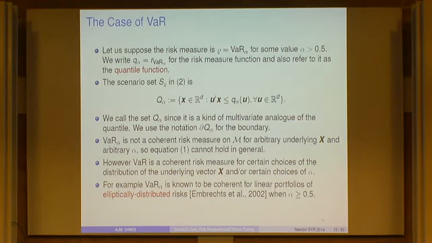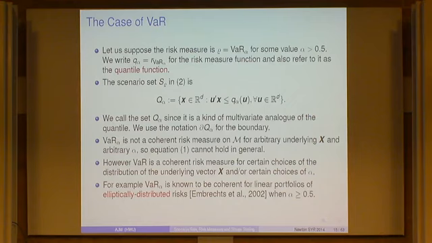So rho is VaR for some alpha bigger than 0.5, could be equal to, but let's say bigger than. Instead of writing this kind of clumsy thing, I'll write q alpha for this risk measure function. Call it a quantile function. So the scenario set takes this form. It's the set of all points u such that the dot product is less than the alpha quantile of u transpose big X. And if you like, it's a kind of multivariate analog of the quantile, an analog in d-dimensional space of the quantile. I'll write the boundaries of these sets as partial Q alpha or delta Q alpha.